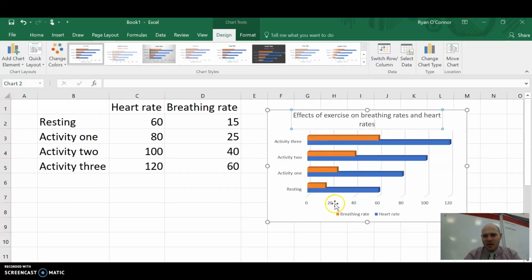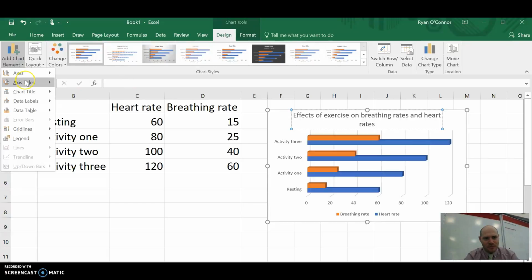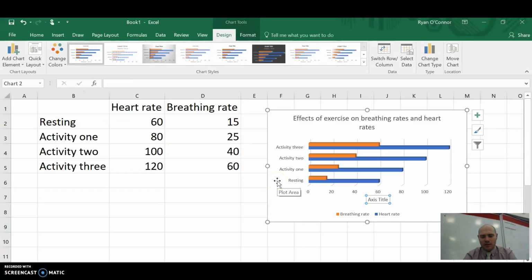Then down here, I don't have a key. So the way I get my key is to go up to Add Chart Element. I want the Axis title. So obviously that's my horizontal title. So in my Axis title, beats or breaths per minute. I could, if I wanted to, rewrite those to whatever activities you had.